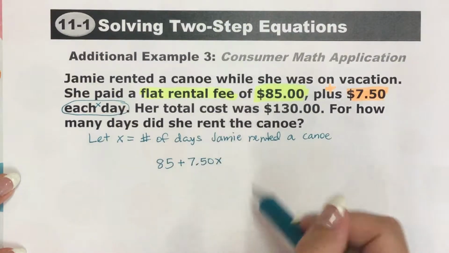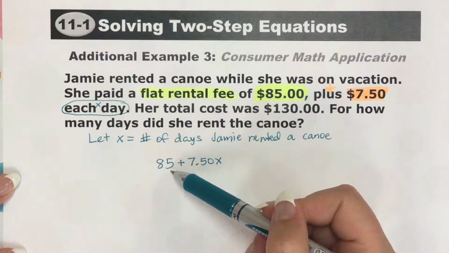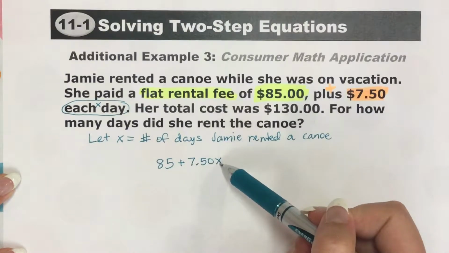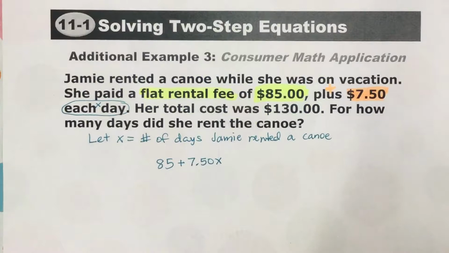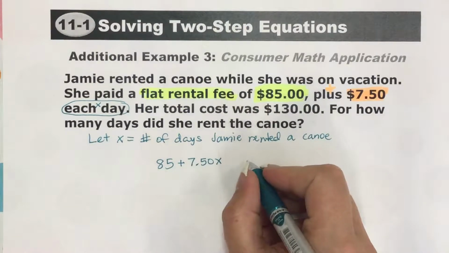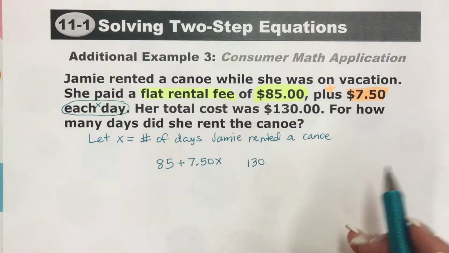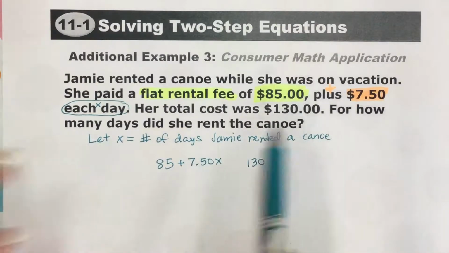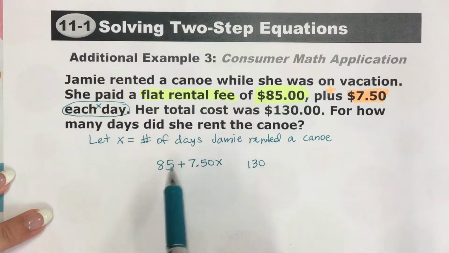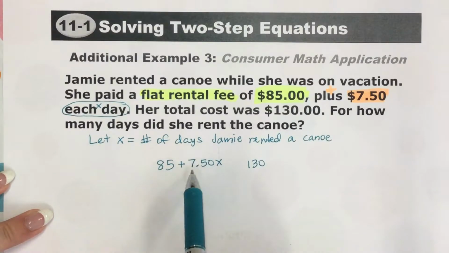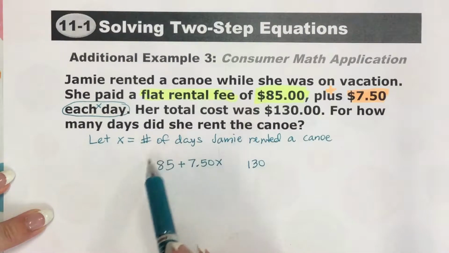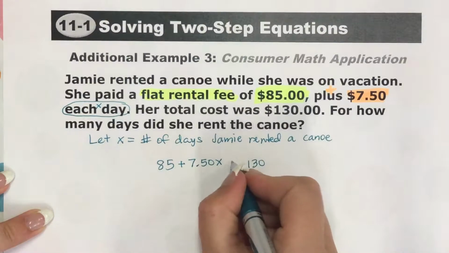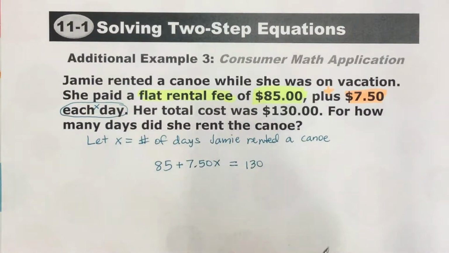Okay, so that's what her cost was. $85 to rent the canoe plus $7.50 per day. And then it says her total cost. So everything was $130. So $130 was her total cost. So these are the individual costs. Okay, she has the $85 rental fee plus the $7.50 per day. And all of this ended up being $130. So that means it's equal to $130. And there we have our equation right there.